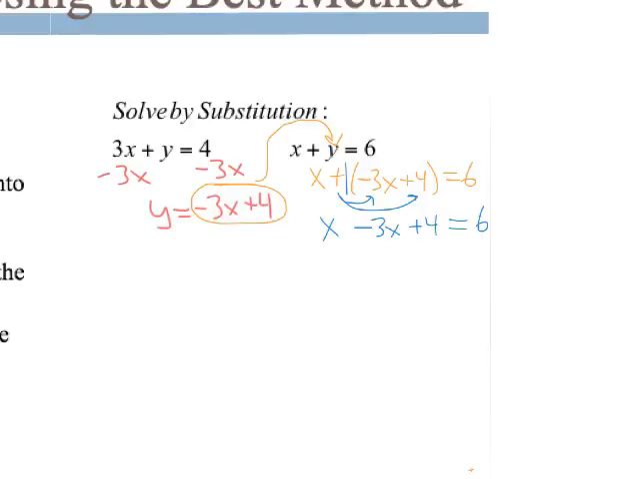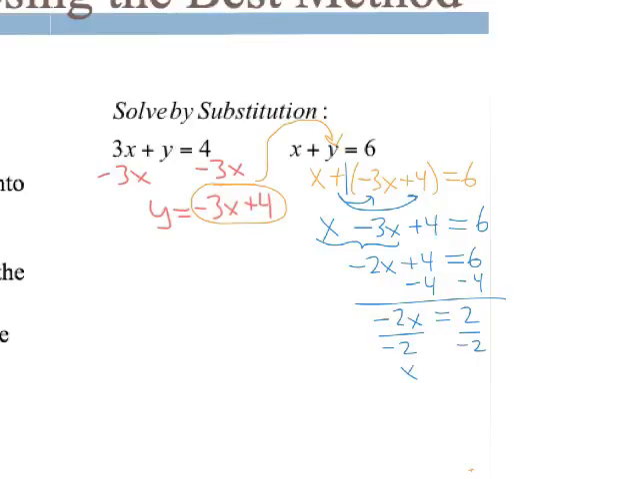And now we've got combining like terms we can do. These guys become a negative 2x plus 4 equals 6. And we can subtract 4 from both sides, getting us negative 2x is equal to 2. And divide both sides by negative 2. And we've got x is equal to negative 1. So that's the end of step 3.